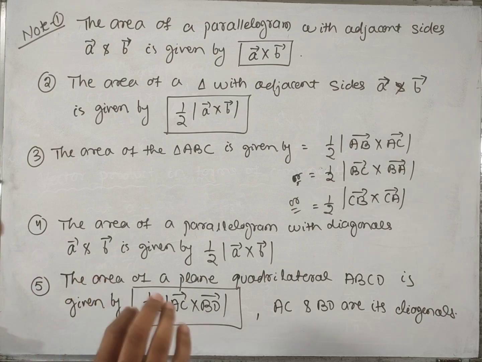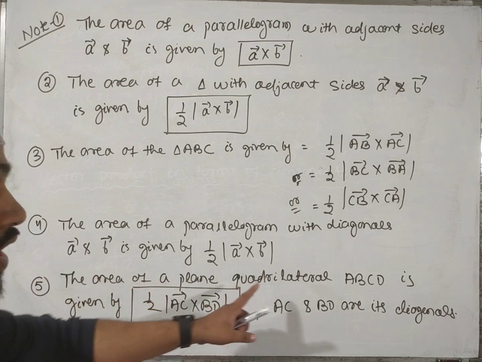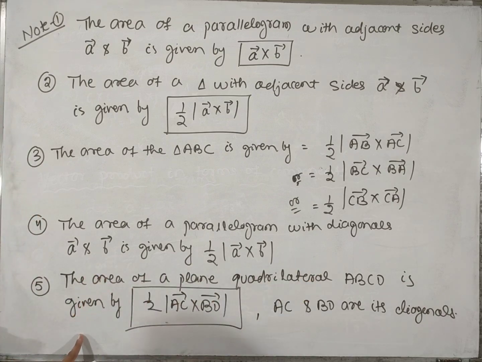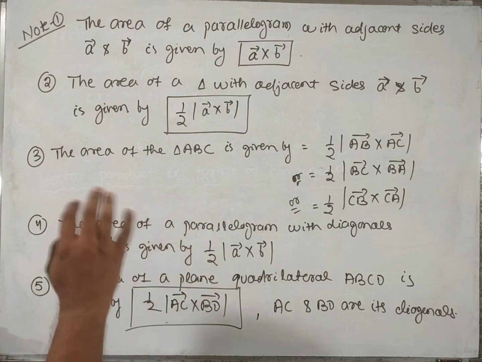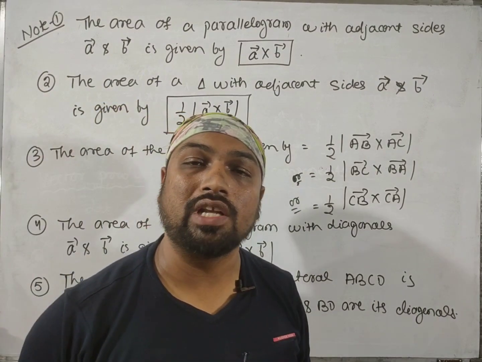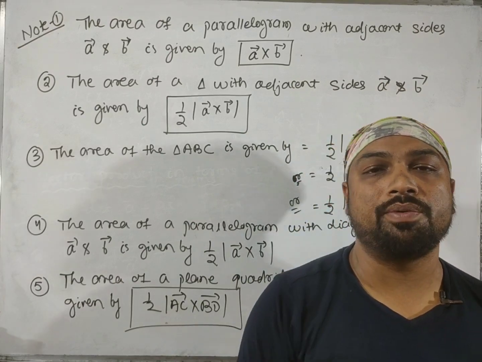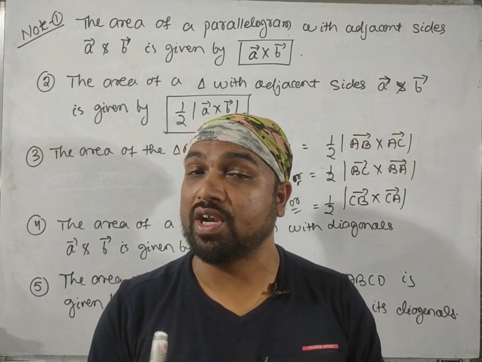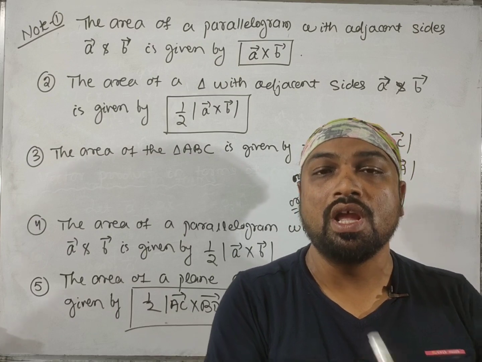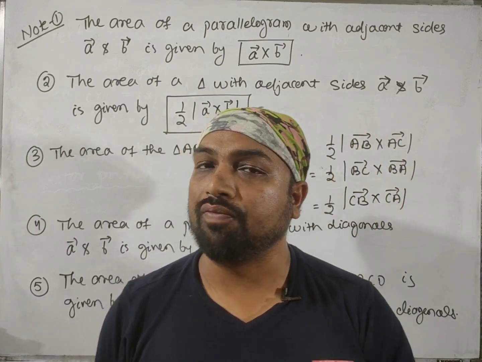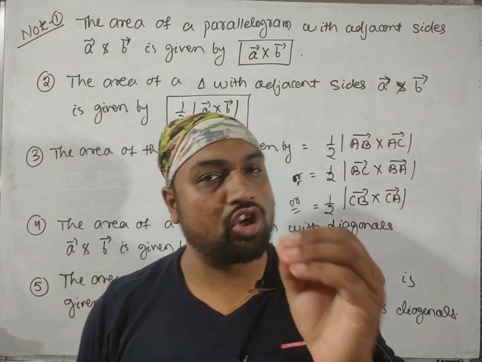At last, the fifth one, the area of a plane quadrilateral ABCD is given by half of the magnitude of the vector product of AC vector and BD vector, where AC and BD are the two diagonals of the quadrilateral ABCD. So in this particular session, we have discussed the fundamentals, the formulas, the basic concepts, and the properties of the topic vector product, or you can say cross product.